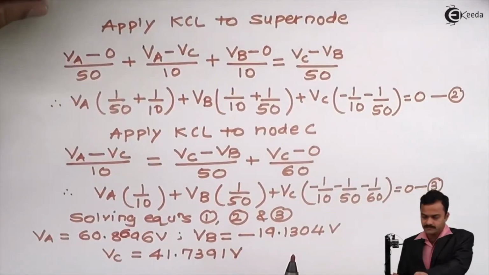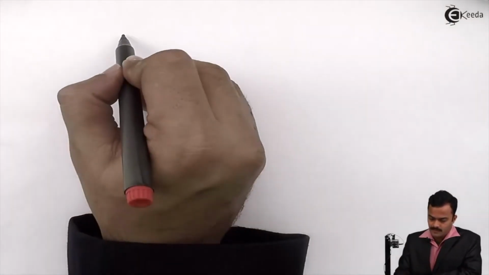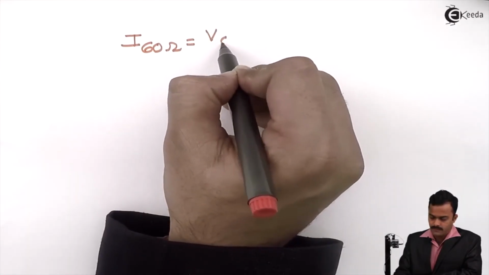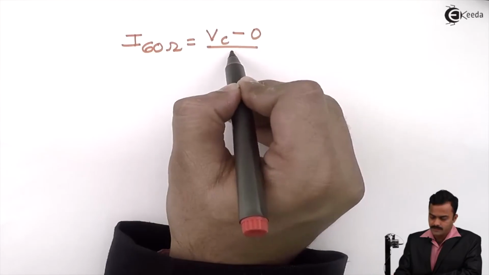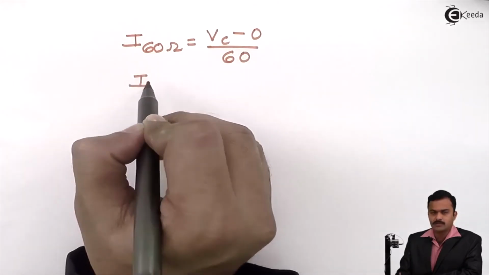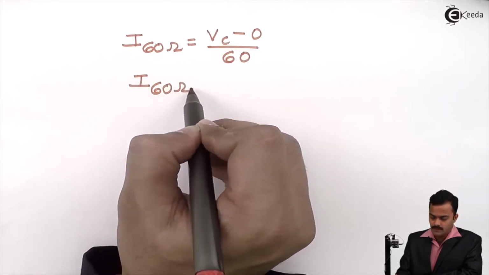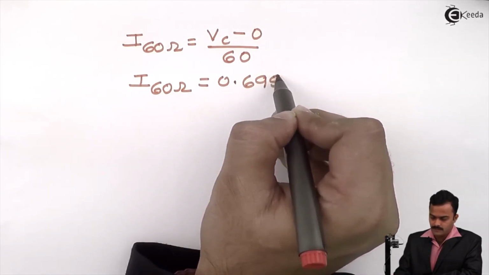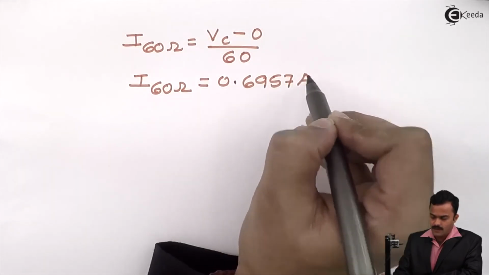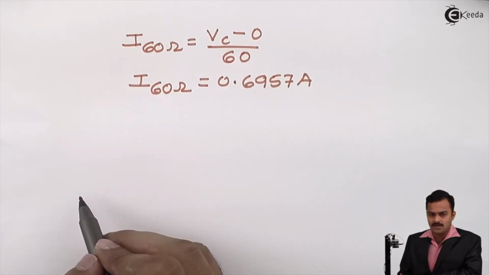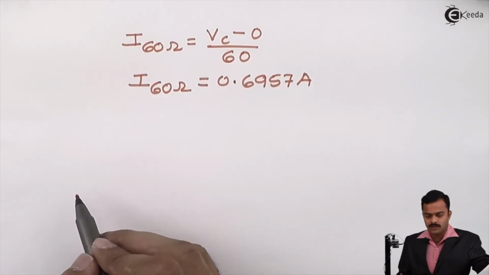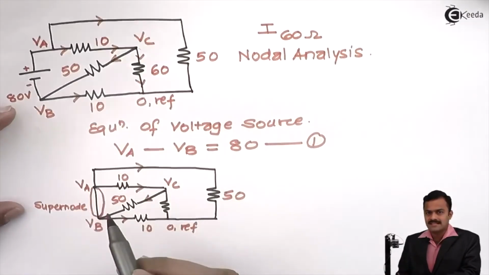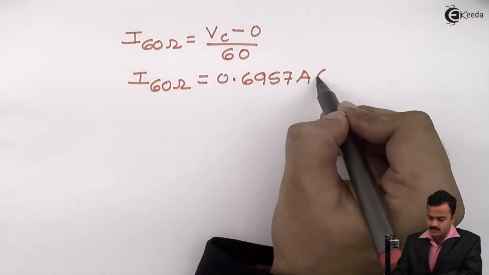So I can write (VC minus 0) divided by 60. If I substitute the value of VC, I will get the answer 0.6957 ampere, and I am getting a positive answer. That means whatever direction I have assumed for this 60 ohm current is the same. So here it is downward.